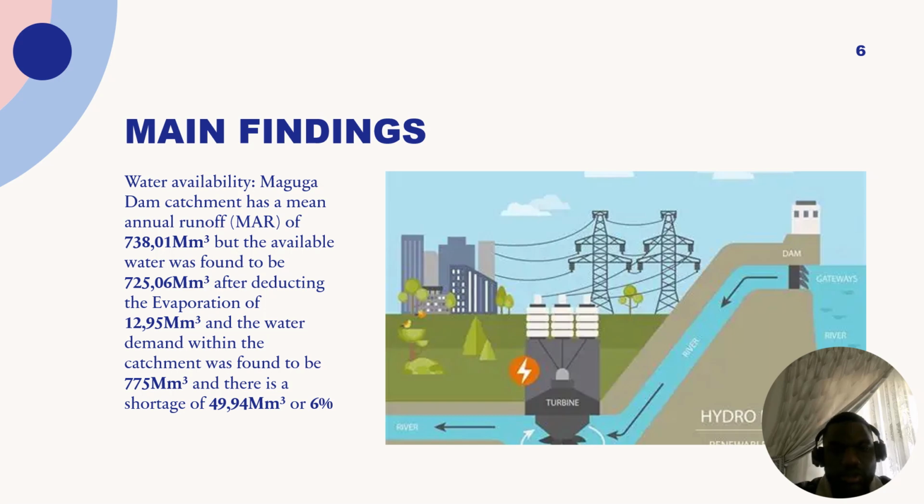Looking at the water demand within the catchment, we found that the water demand was sitting at 775 mega cubic meters. When we subtract and work in terms of percentage, the demand versus the supply, we found there's a deviation or shortage of 49.94 mega cubic meters, or 6%. So meaning we're having a shortage to meet all the water demand within the catchment.